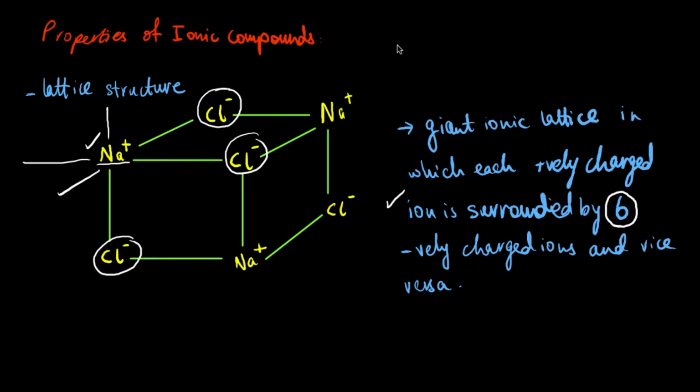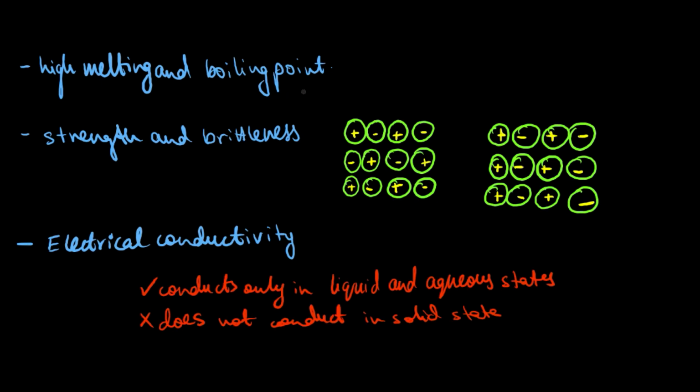Okay, now the first property that we'll be studying is the high melting and boiling point. Ionic compounds have high melting and boiling points because of the force of attraction between the oppositely charged ions. These forces of attraction are so strong that they need an extreme amount of energy to be broken. These ionic bonds need a lot of energy to be broken, and so that is why there is a very high melting point.